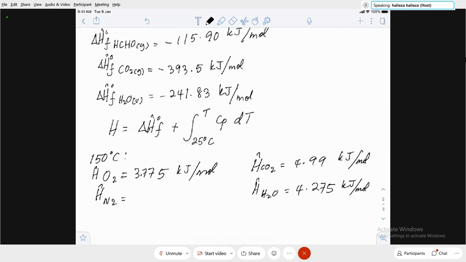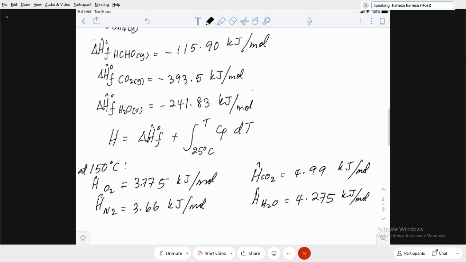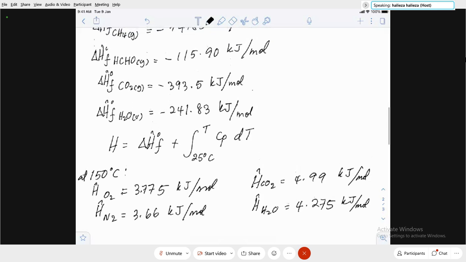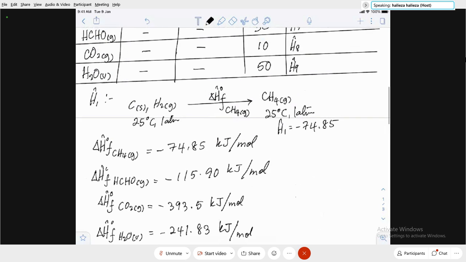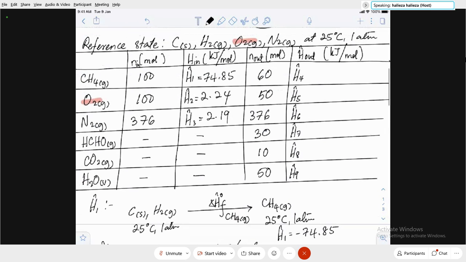Nitrogen. Sulaiman mentioned 3.66. Thank you. I did not hear that just now. So let me tidy up a bit. I just want to rewrite the oxygen here. So that is at 150. After you have interpolated, that's the value. Are we going to put those values into the table, guys?